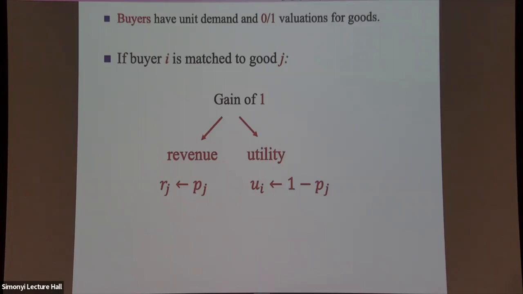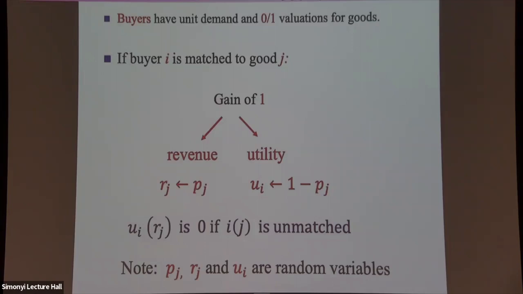Okay. So if i matches to j, okay, let me say i matches to j, then you have a gain of one, and then that goes into revenue of j, which is p_j, and utility of i, which is 1 minus p_j, and the utility of i is 0 if i remains unmatched, the revenue of j is 0 if j remains unmatched, right, by definition.